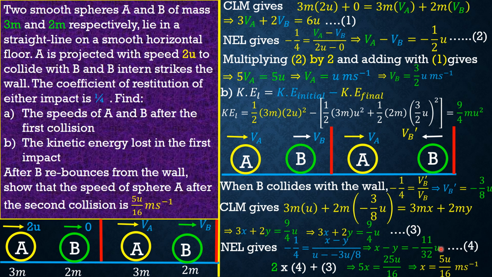If we add it to this, we see that y eliminates. Then we are going to have 9/4u minus 11/16. We can multiply top by 4 to have 36, and down by 4 we have 16. So we have 36 minus 11, which gives us 25/16. So we are going to have 5x equals 25/16. If we divide all through by 5, we have our answer x to be 5u/16 meters per second, as required.